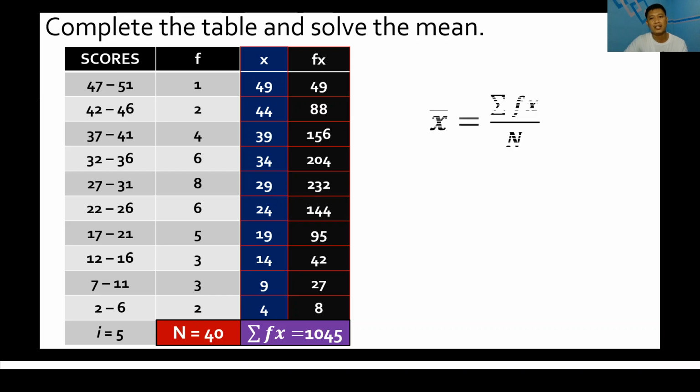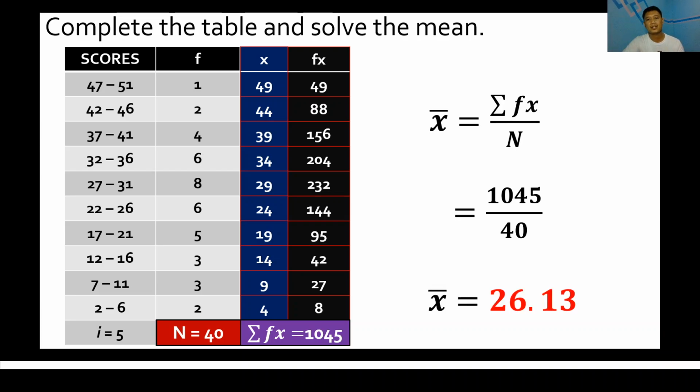the mean. Again, it is given by the formula x bar equals the summation of fx divided by n. So if we substitute the value of summation of fx, which is 1045, and the value of n, which is 40, we will obtain 1045 divided by 40, or the mean is equal to 26.13.